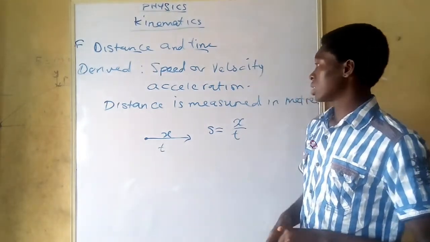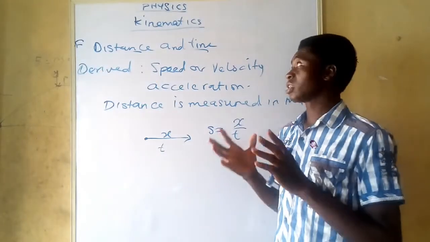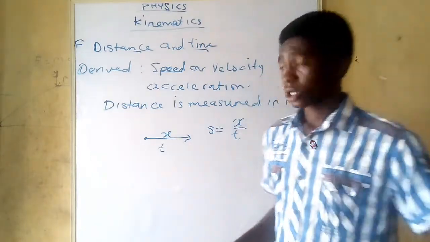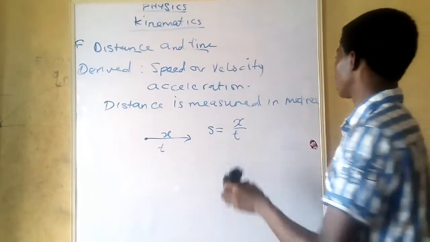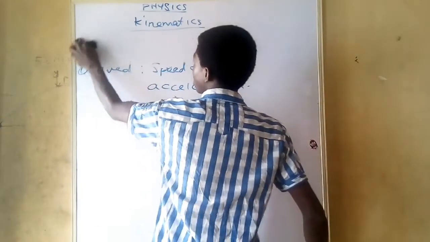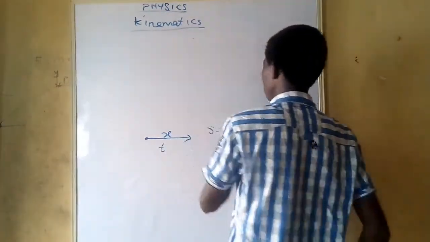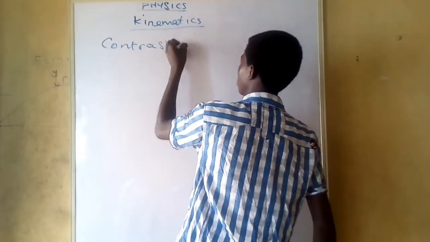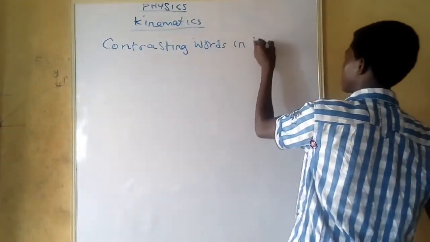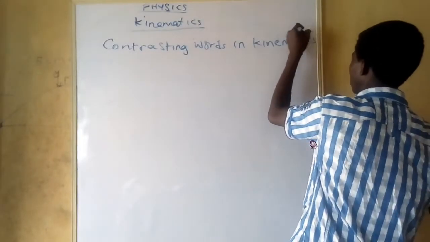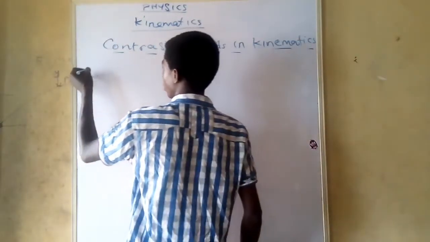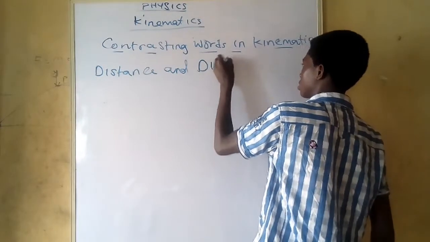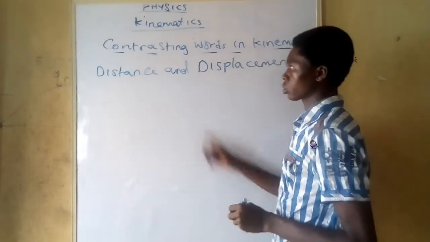Now we have talked about that. There are some contrasting words in kinematics that people often confuse for one another. So we want to look at some of those words. We are going to define velocity when we consider that. So what are the contrasting words that are often confused? Contrasting words in kinematics. Number one, we have distance and displacement. So let's talk about distance and displacement.